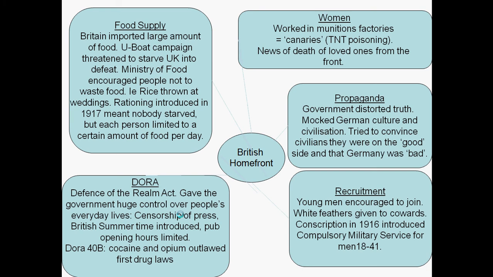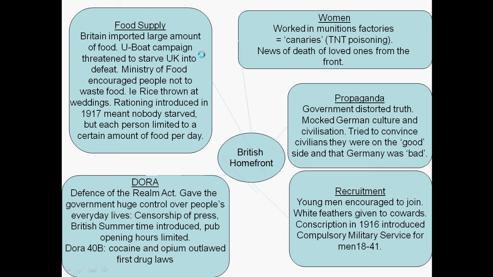So, censorship of the press: the newspapers weren't allowed to report what they wanted. British Summer Time was introduced to give longer daylight hours. Pub opening hours were limited so that people working in factories or building ships wouldn't be getting drunk on a Friday or Saturday night and then hungover the next day. And DORA 40B: cocaine and opium were outlawed in the first drug laws the country has ever seen.